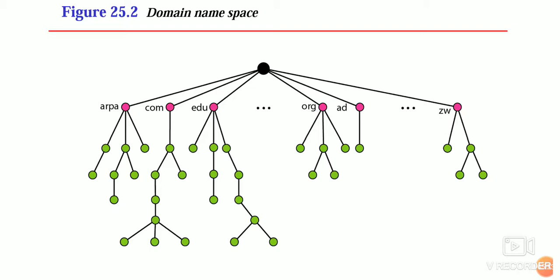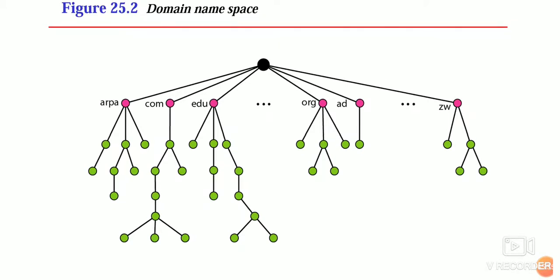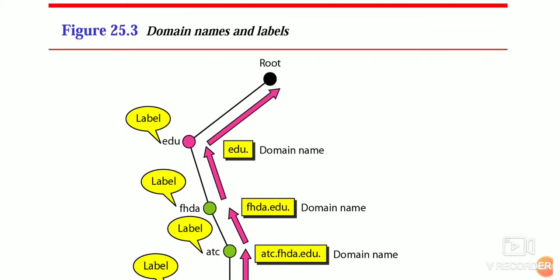So in this example you can see a domain name called com; all the commercial websites come under com. Edu: all the educational sites come under edu. All the organizations, non-profit organizations or even other organizations, come under org, and then ad and zw, and it goes on. Okay, so this is the domain tree structure of the domain namespace. So we can see here with this example the domain names and labels.